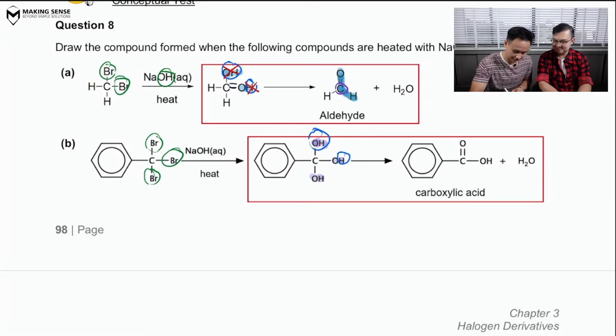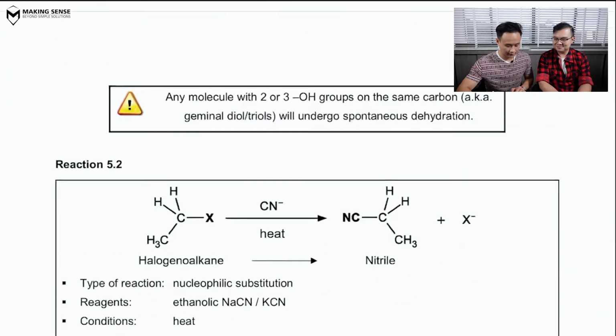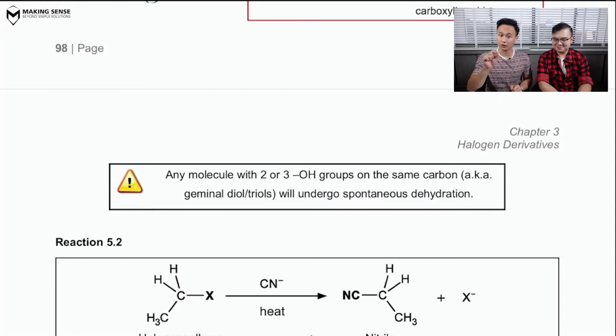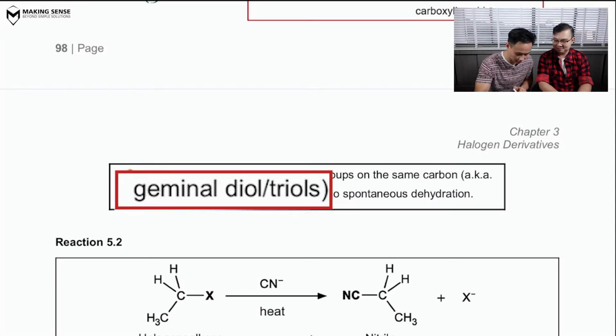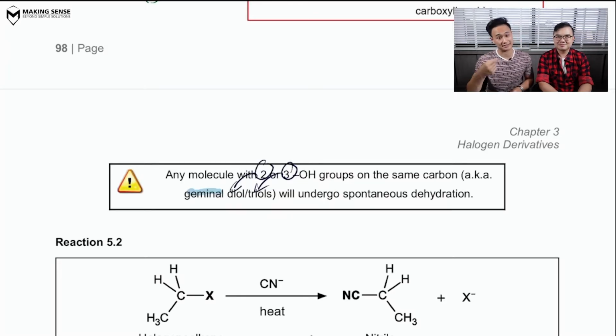OH, H, delete it off, and again form a double bond between the carbon and the oxygen, and we see this COOH functional group. And what do we call this, Mr. Leong? So this is a carboxylic acid. Yes, and that's it. So in general, guys, any molecule with 2 or 3 hydroxyl groups on the same carbon is what we call a geminal alcohol. If it's 2 hydroxyl groups, diol, 3 hydroxyl groups, triol, and it will undergo spontaneous dehydration, elimination of water.